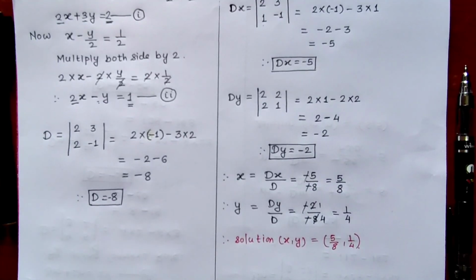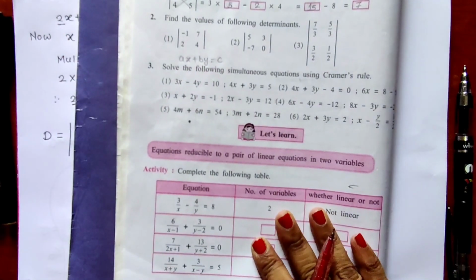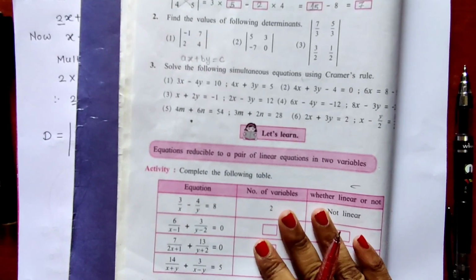So children, in this way we can solve all these sums by using Cramer's rule. Very easy method. Cramer has introduced this method to us, and in the end solving the equation means getting the values of variables from the equation.